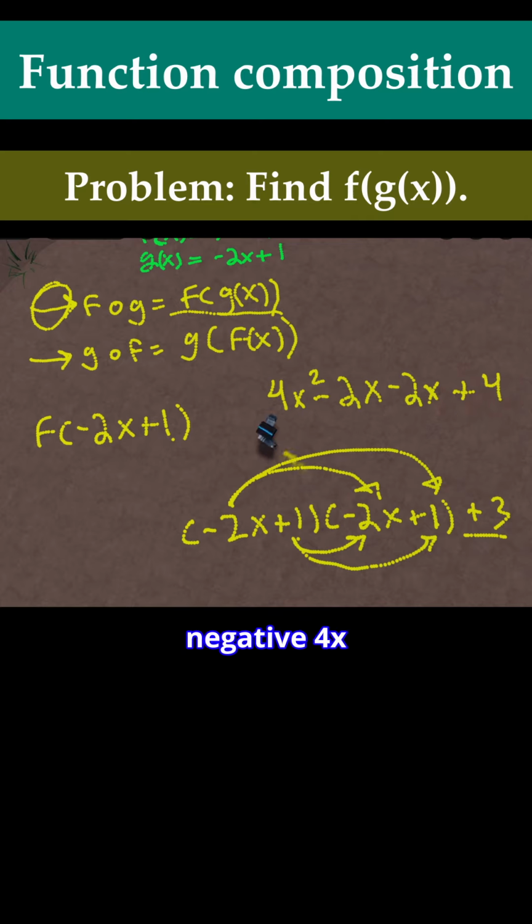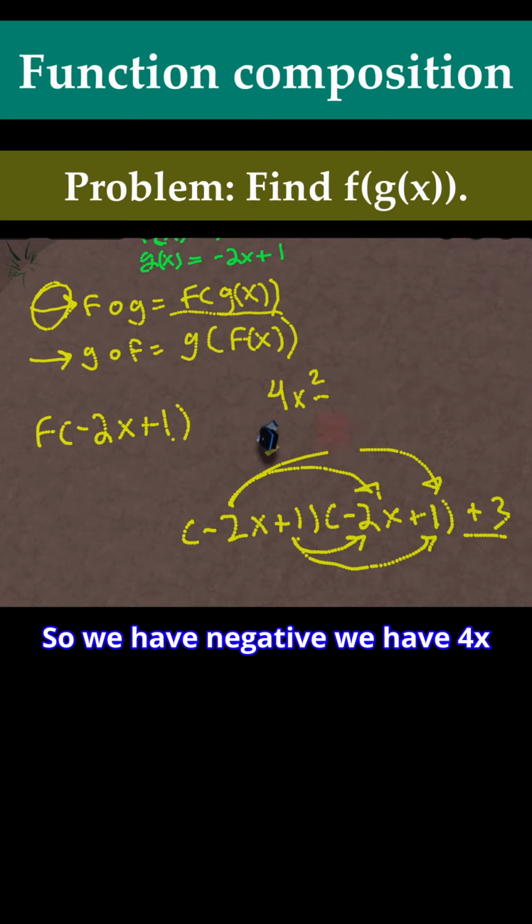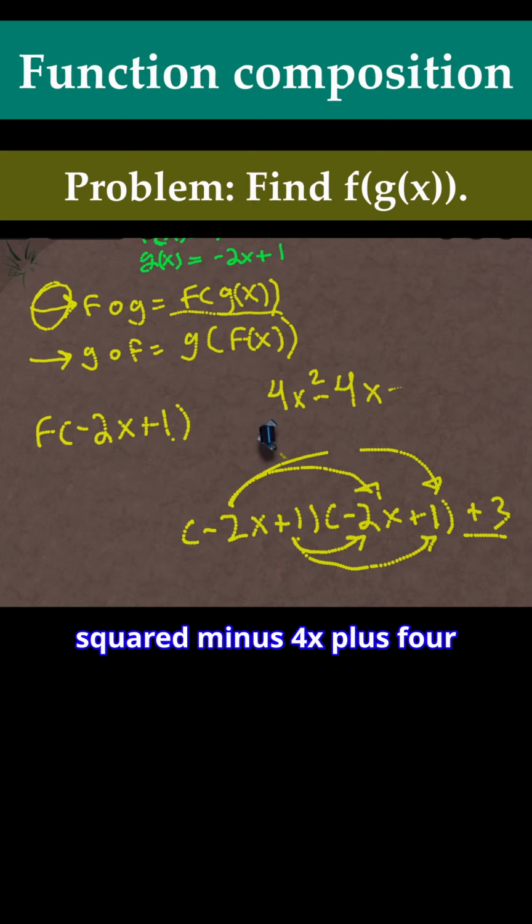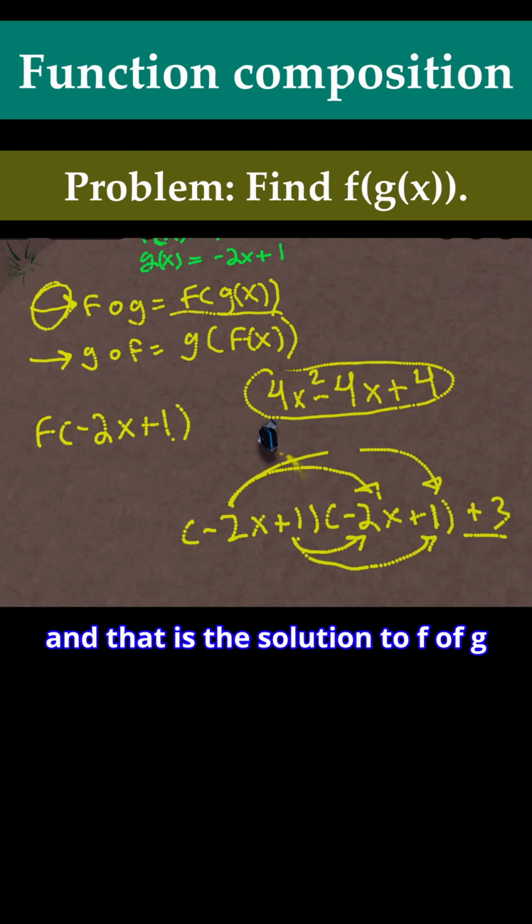And negative 2x minus 2x is negative 4x. So we have 4x squared minus 4x plus 4. And that is the solution to f of g of x.